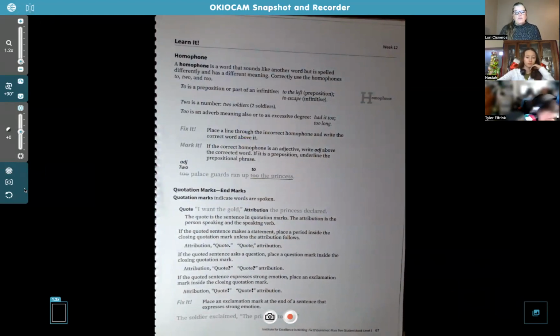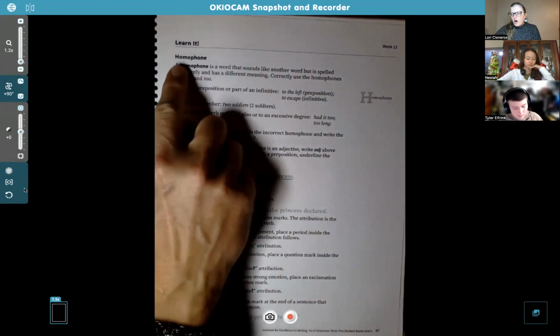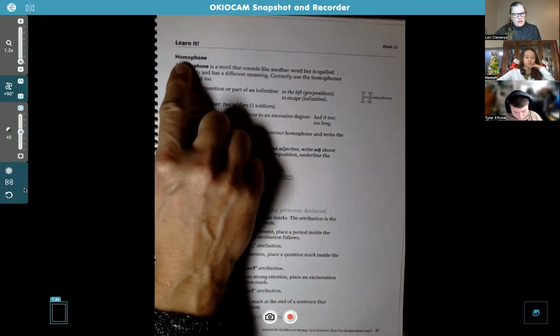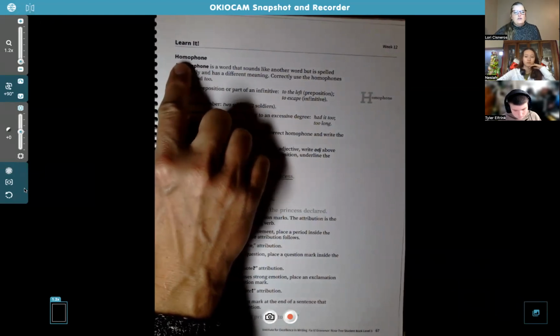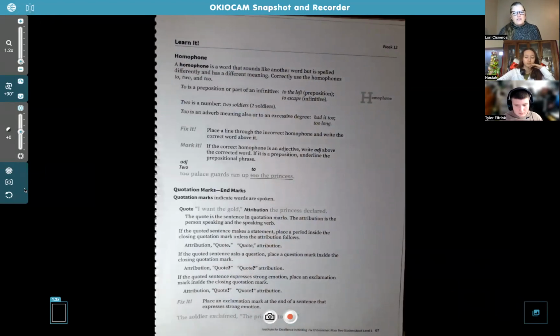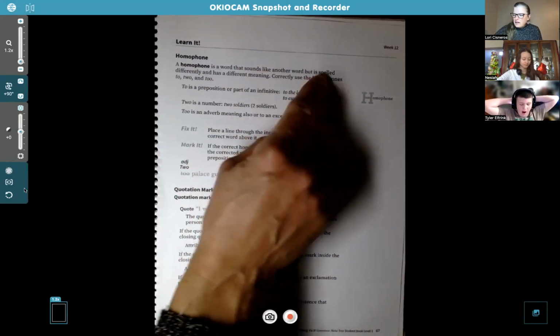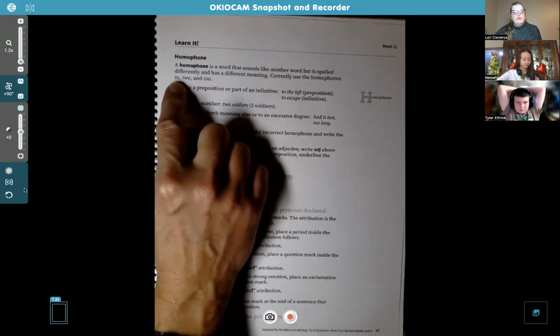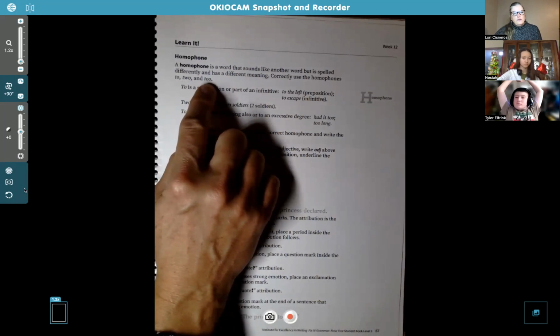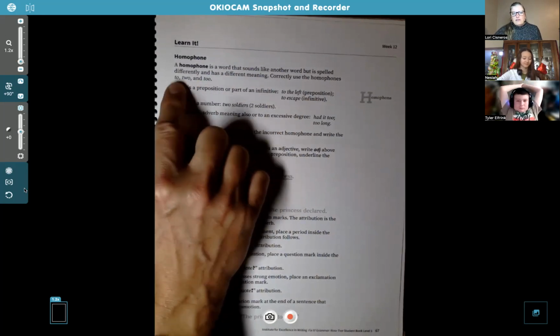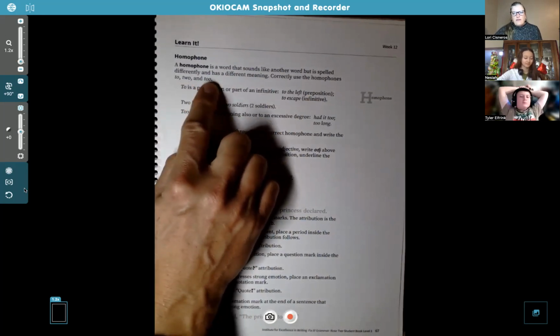We've talked about these a little bit before. Homo is same, phone is sound. So basically that word means same sound. And we have a lot of those in English that sound exactly the same, but they're spelled differently and they have different meanings. For instance, at the end of this paragraph, we have to, two, and too. Obviously, they all sound exactly the same, but they're spelled differently and they have different meanings.